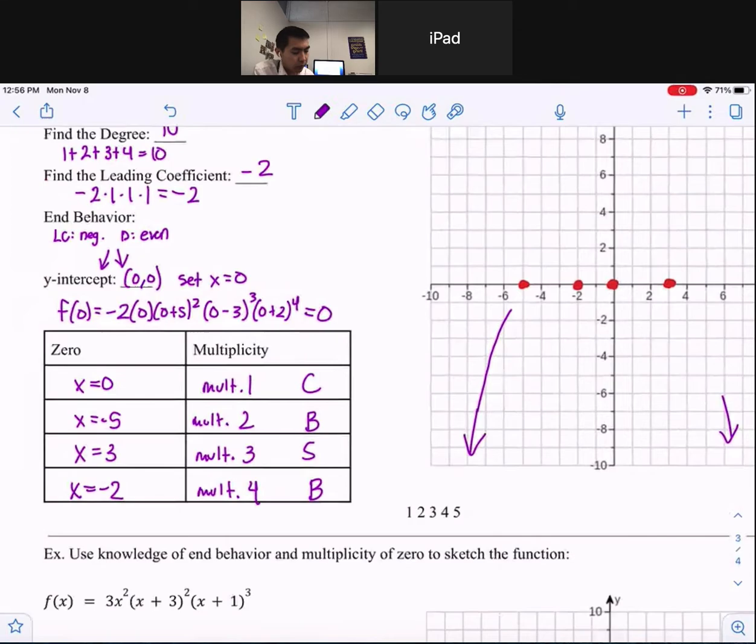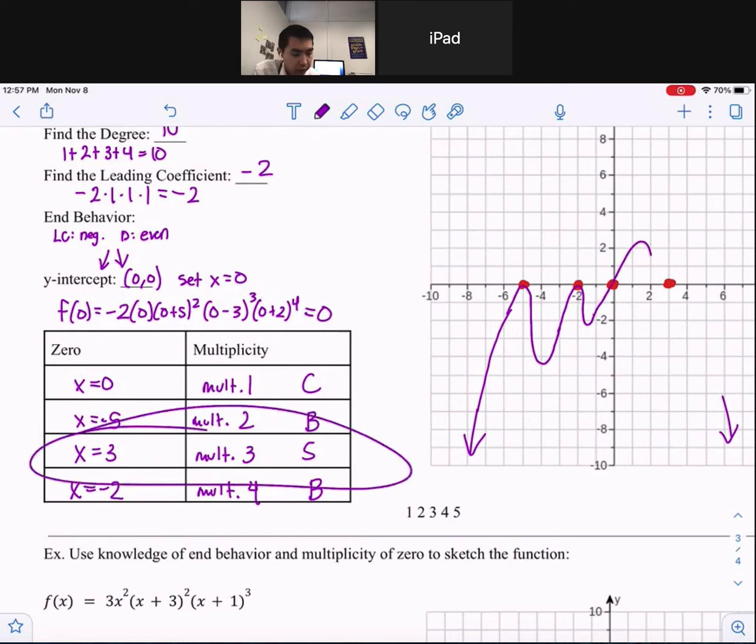At x equals -5, it's going to bounce off of that zero. At x equals -2, right here, it's going to bounce. So it's going to bounce off of there. At x equals 0, because that's the next one we're approaching, it's going to cross. And then lastly, it's approaching x equals 3, which is going to slide.